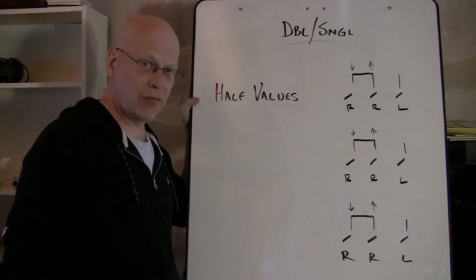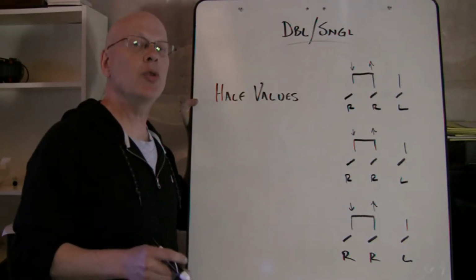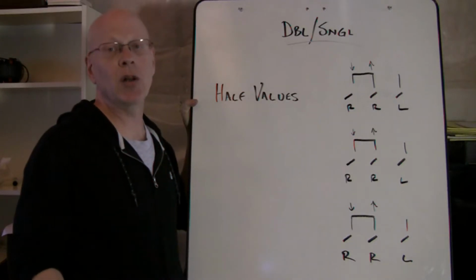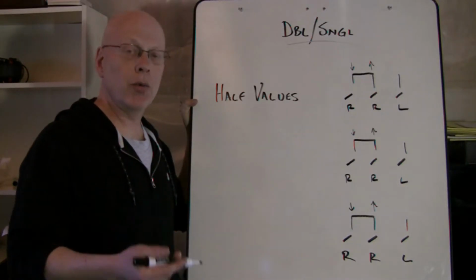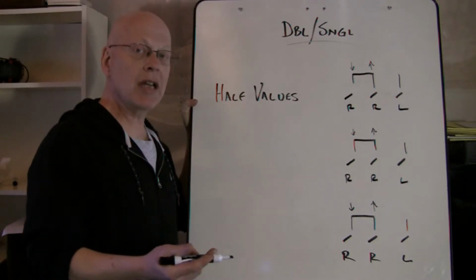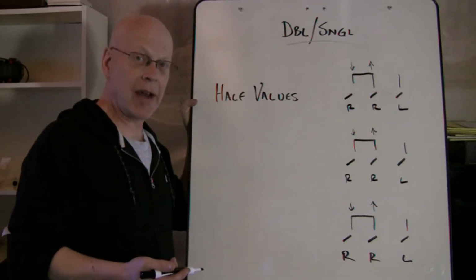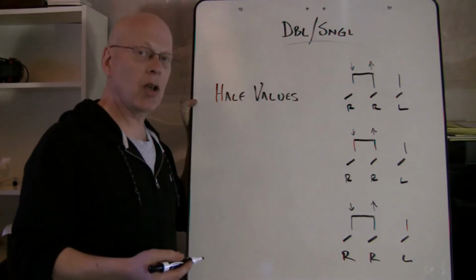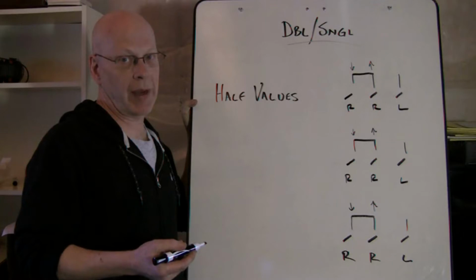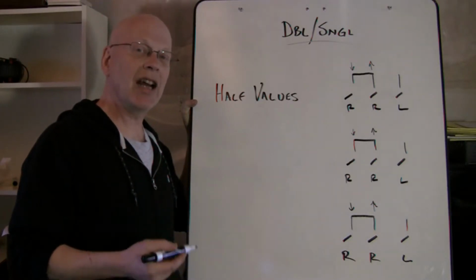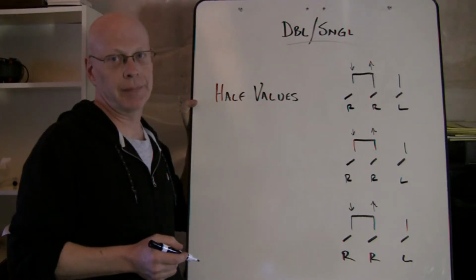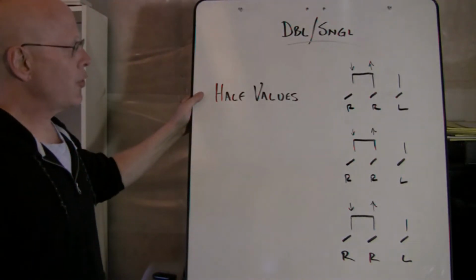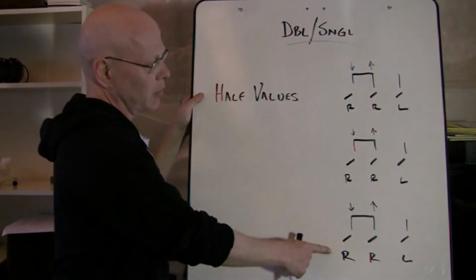In part 5 of this video series, I explained that there are two basic types of morphing: rhythmic morphing and mechanical morphing. In rhythmic morphing, the mechanical sequence of the pattern stays the same, but the rhythm changes. In mechanical morphing, the rhythm of the pattern stays the same, but the mechanical sequence changes. On the whiteboard, I have written 3 half values double single patterns.